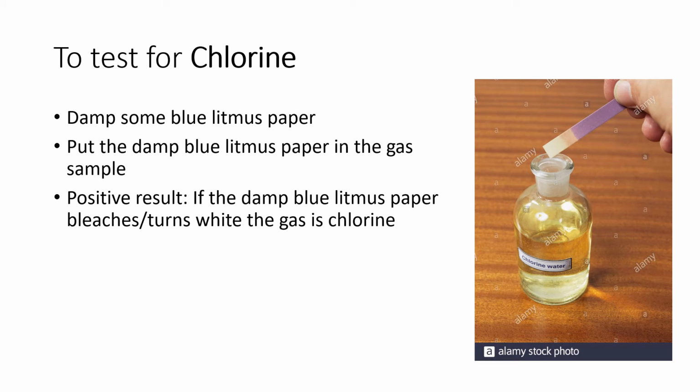Right, our final gas test is for chlorine, and for chlorine we use some damp blue litmus paper. And what you do is you put the damp blue litmus paper in your gas sample, and if the gas is chlorine, it will bleach or turn the damp blue litmus paper white. So the procedure is put damp blue litmus paper into your gas sample, and a positive result would be bleaching the damp blue litmus paper. So if you could pause the video and finish off your table with the gas test of chlorine.